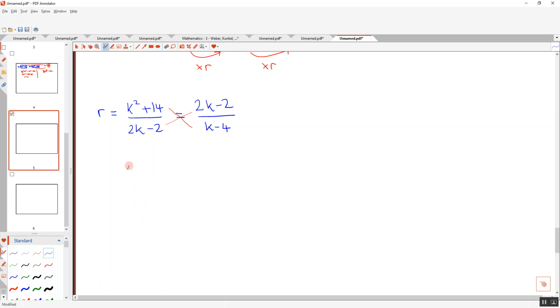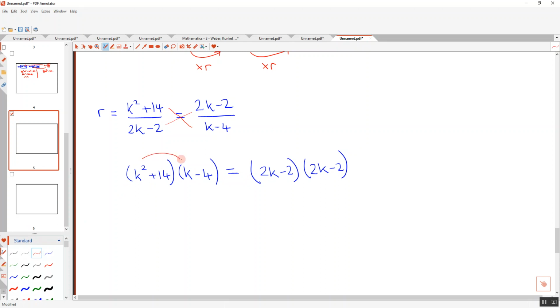So I'm going to have k squared plus 14, and I'm going to multiply that by k minus 4, and that's equal to 2k minus 2 multiplied by 2k minus 2. So I've just cross multiplied. Is that okay? Have you seen that before? You promise? Okay. What do you think your next step is?